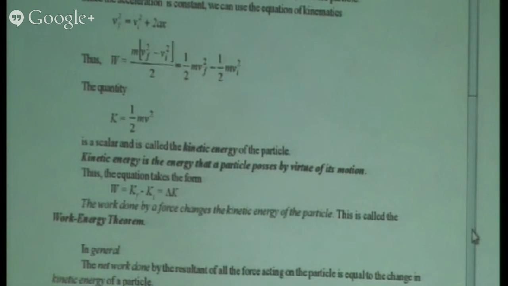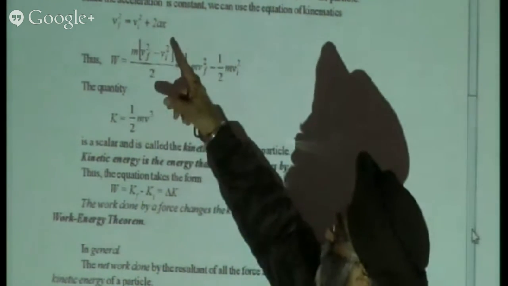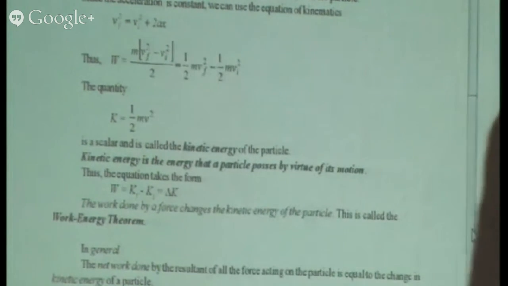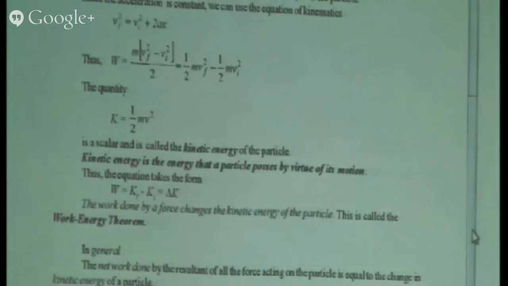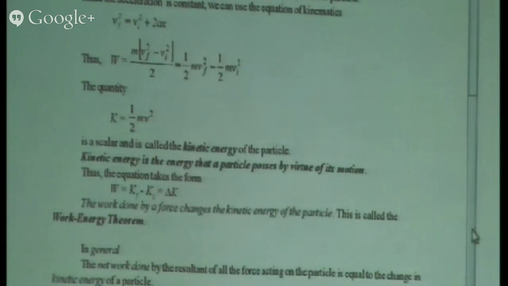Since we have introduced the term kinetic energy, I will not keep calling it half m Vf square. Vf is the symbol for the final velocity when the body moves through a distance of x, and Vi is the initial velocity. We are assuming that initially the body was not at rest. So the work done is nothing but the difference of the final kinetic energy and the initial kinetic energy.